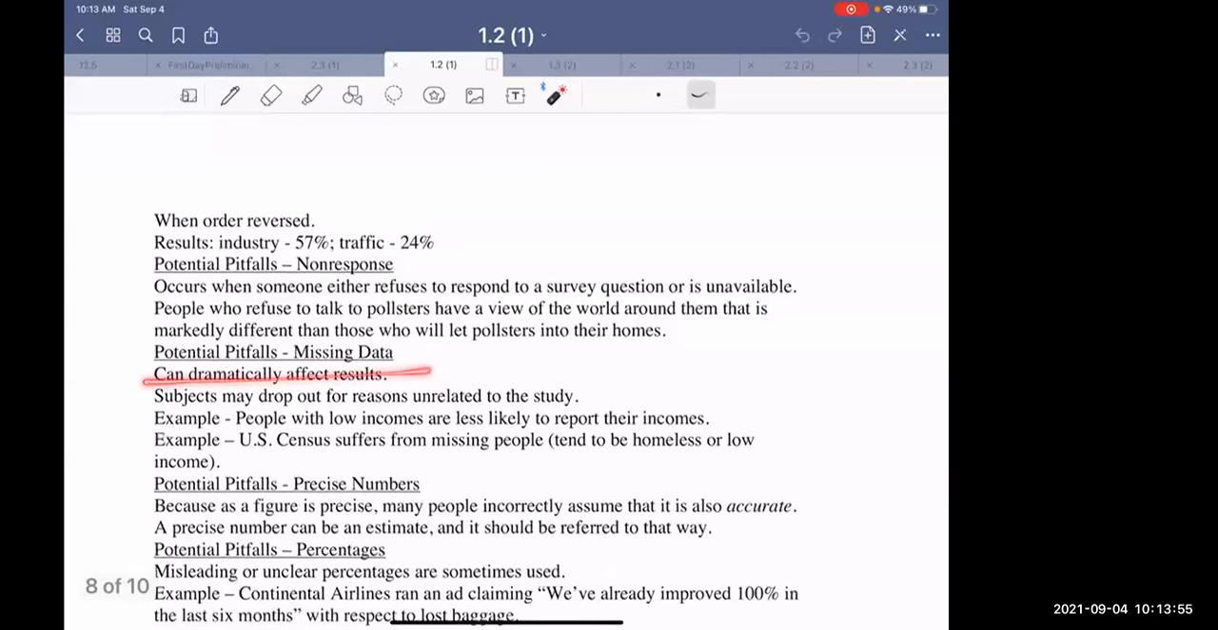Another potential pitfall is missing data. And so this can affect our results tremendously. For example, people with low incomes are less likely to report their incomes. In the US Census, if you're homeless, if you have low income, if you are an immigrant with non-legal status, then you're less likely to participate in the US Census.